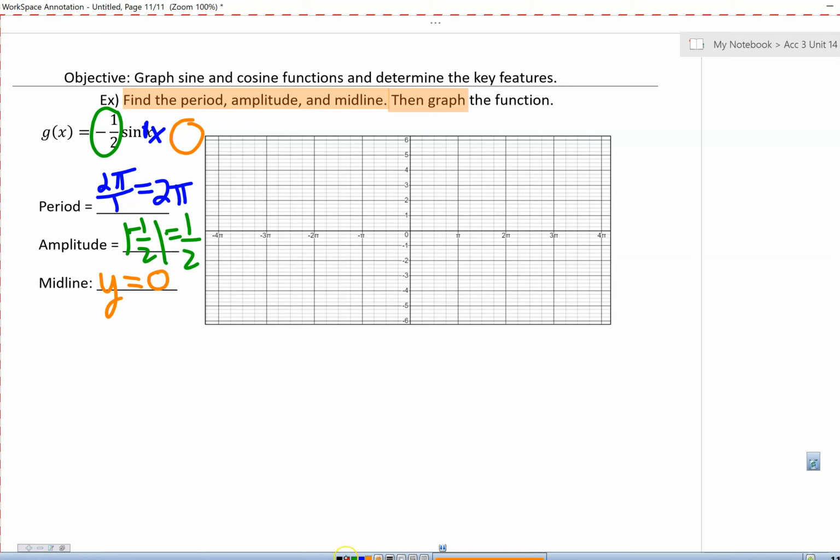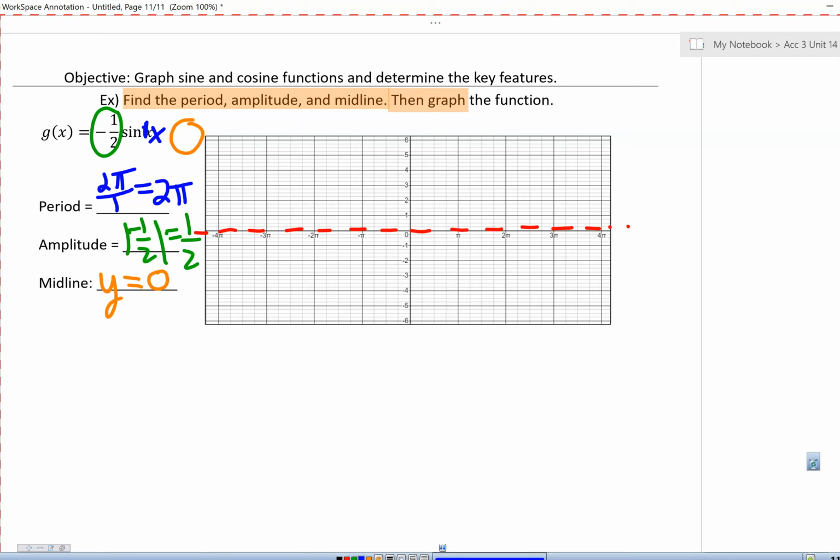Now, here we're given a graph with scales already on it, so we'll just use this. I'm going to go ahead and graph a dashed line at my midline. If your midline is your x-axis, you don't really need to do that. In fact, you don't have to graph the midline if you don't want to, but it can be a really good tool for being able to graph all the other points quickly and easily, and to make sure your graph looks right when you're all done. So this is my midline, y equals 0, or my x-axis.